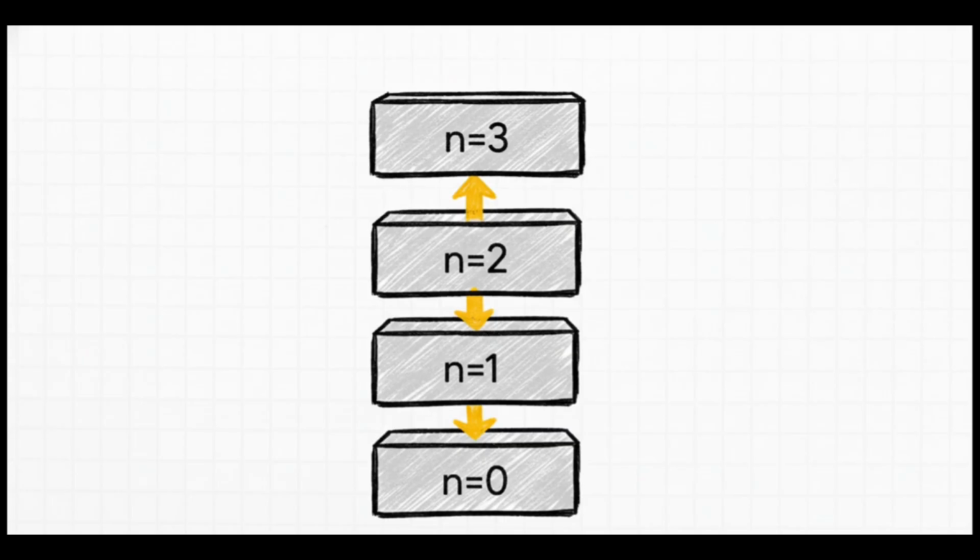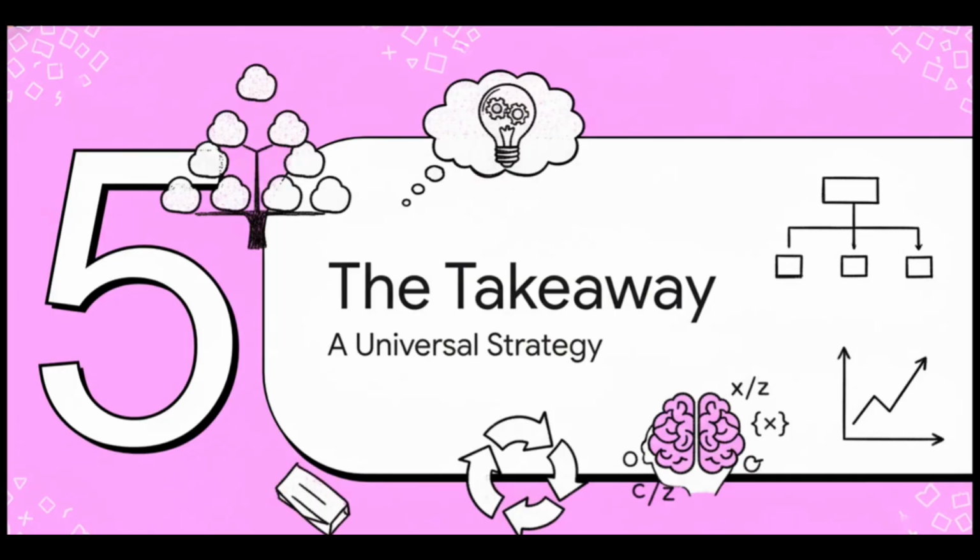What's so brilliant about this strategy is how efficient it is. The code builds the solution from the bottom up. It calculates the answer for n equals 0, then n equals 1, then n equals 2, and so on. And it saves every result. So when it gets around to calculating the answer for, say, n equals 10, it doesn't have to figure out the answer for n equals 3 all over again. It just looks it up. This whole idea of breaking a problem down and reusing the solutions to the smaller pieces, that's a cornerstone of really smart programming. So let's zoom out.